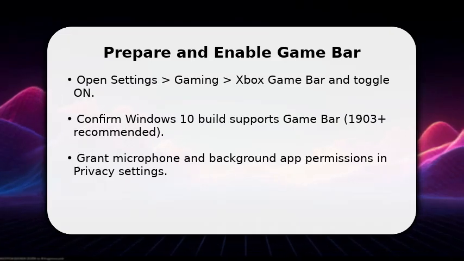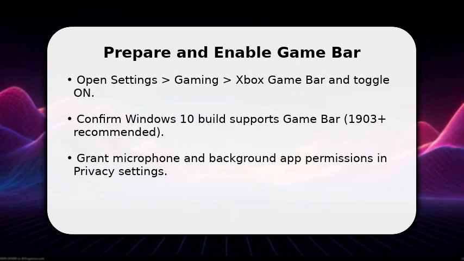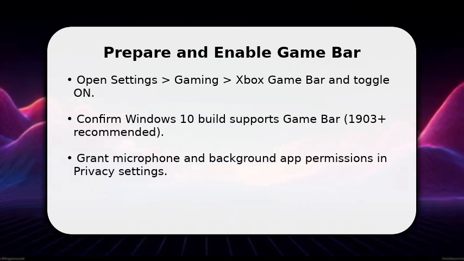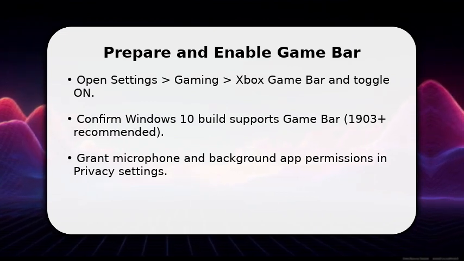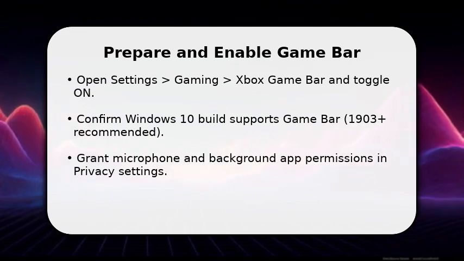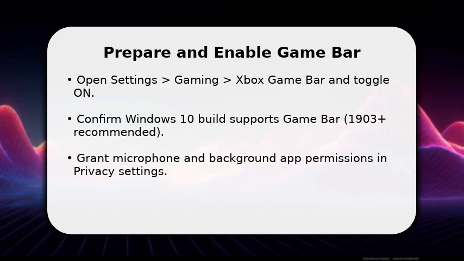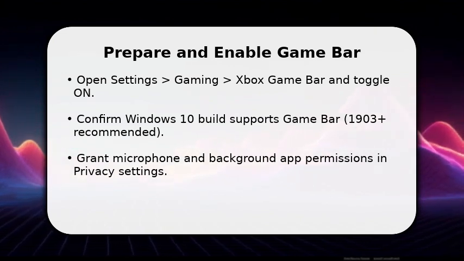You'll start by enabling the core services so recording is possible. Open Settings, go to Gaming and switch Xbox Game Bar on. This registers shortcuts and overlays. Next, make sure your Windows build is recent enough. Older builds can miss features, so update if needed.